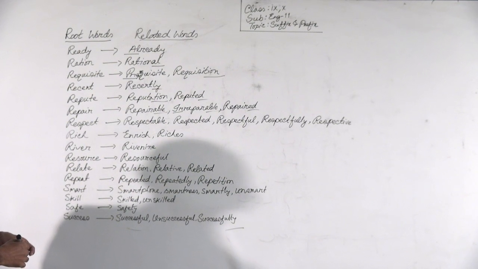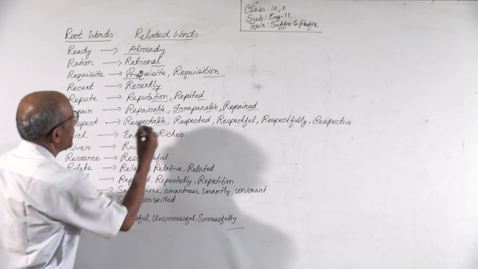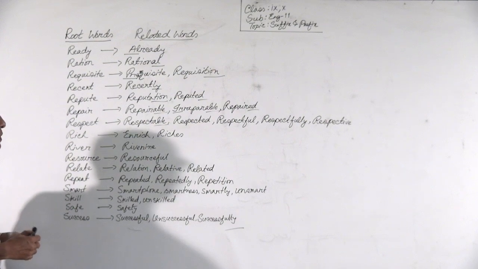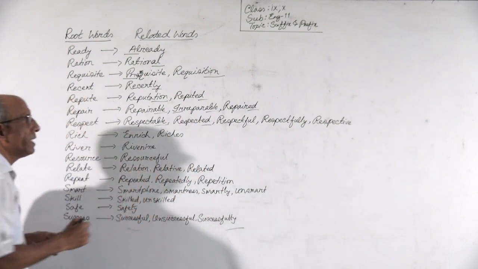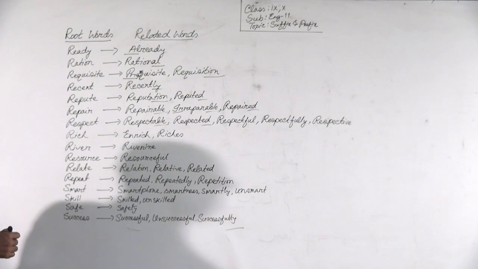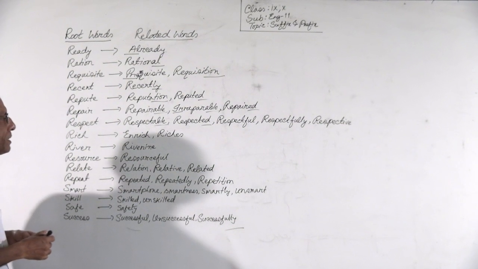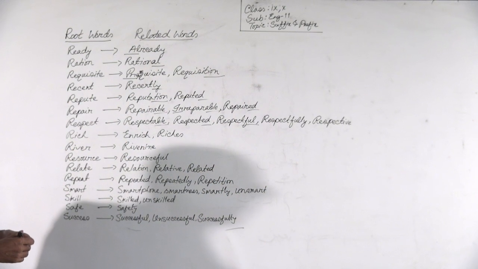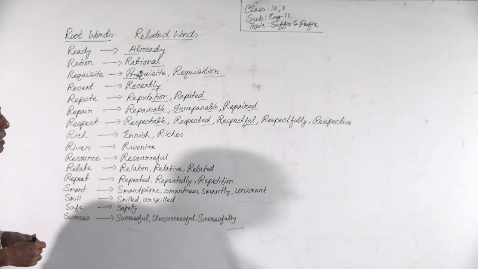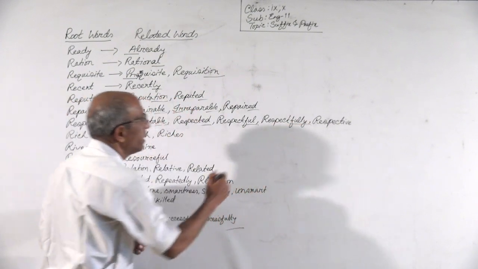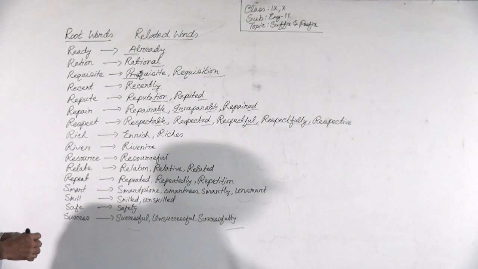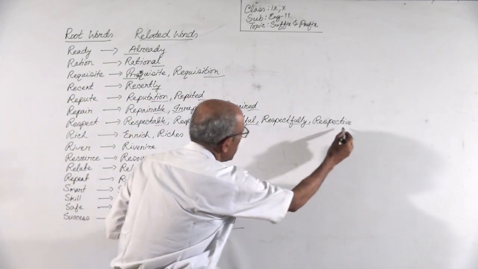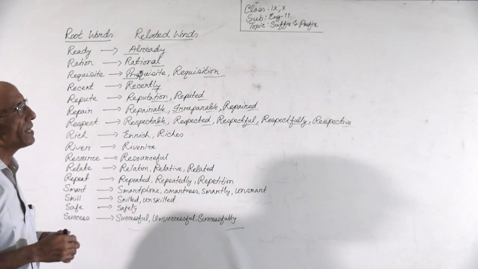Then respect. Respect is a verb. If we add suffix able, then it will be respectable. Respectable is an adjective. Okay, if we add suffix ed, then it will be respected. Respected is also an adjective. If we add suffix ful, then it will be respectful. Respectful is also an adjective. And if you add suffix fully, then it will be respectfully. Respectfully is an adverb. And if we add suffix ive, then it will be respective.